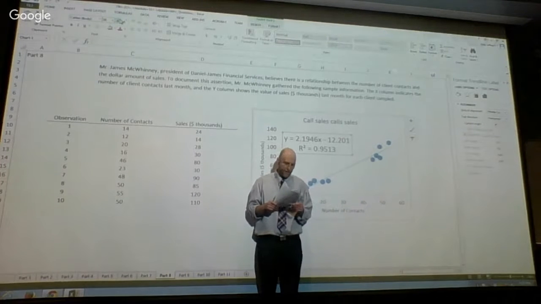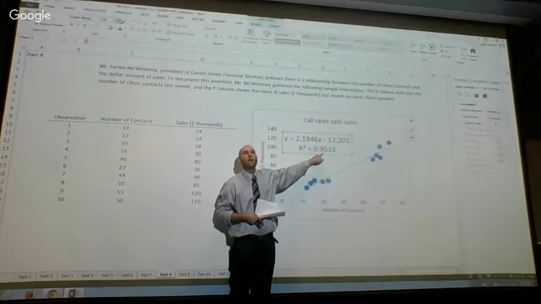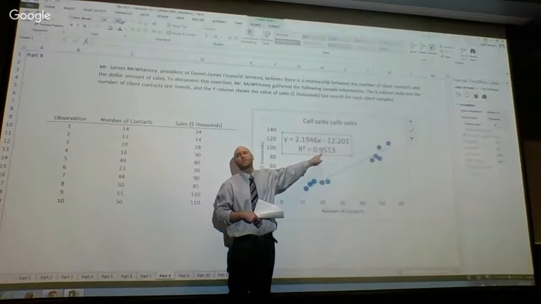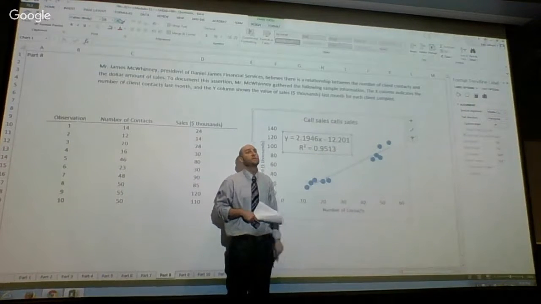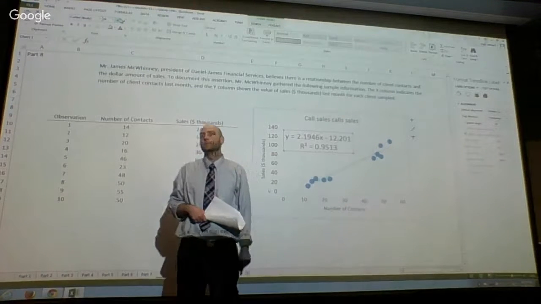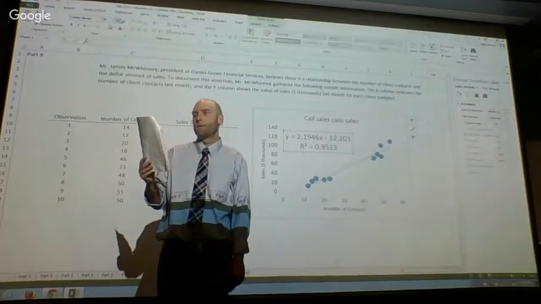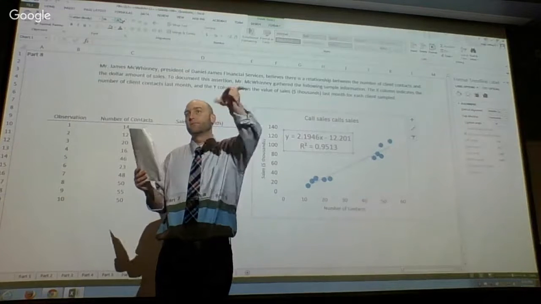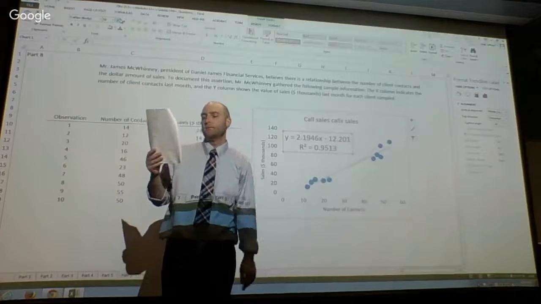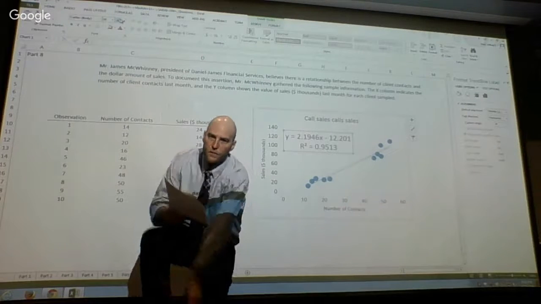What is the value of the correlation coefficient? Looks like R squared is 0.95, so R is going to be the square root of 0.95. Got to be bigger than 0.95. Square root of 0.95 gets you 0.98. 75 down, 26 to go.